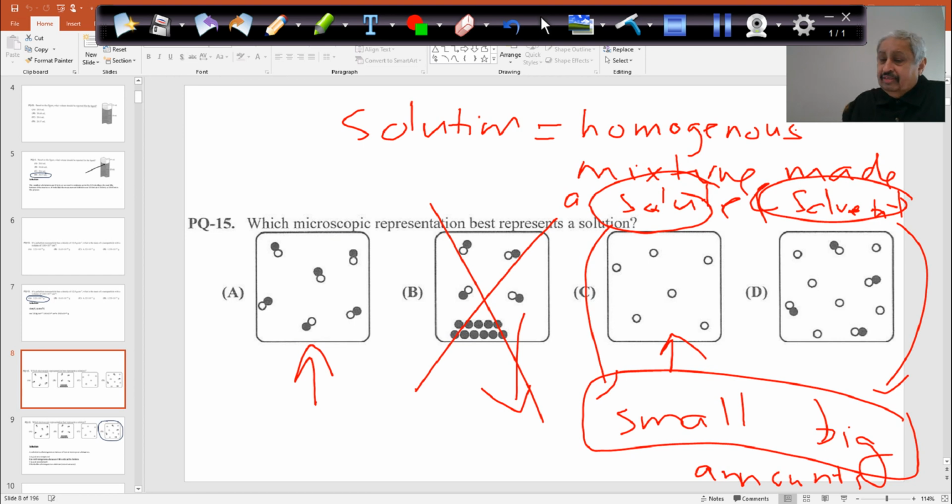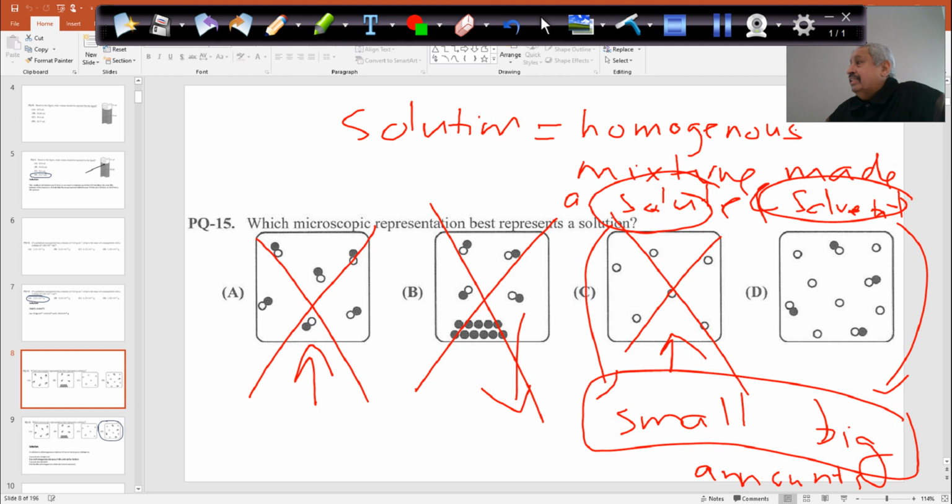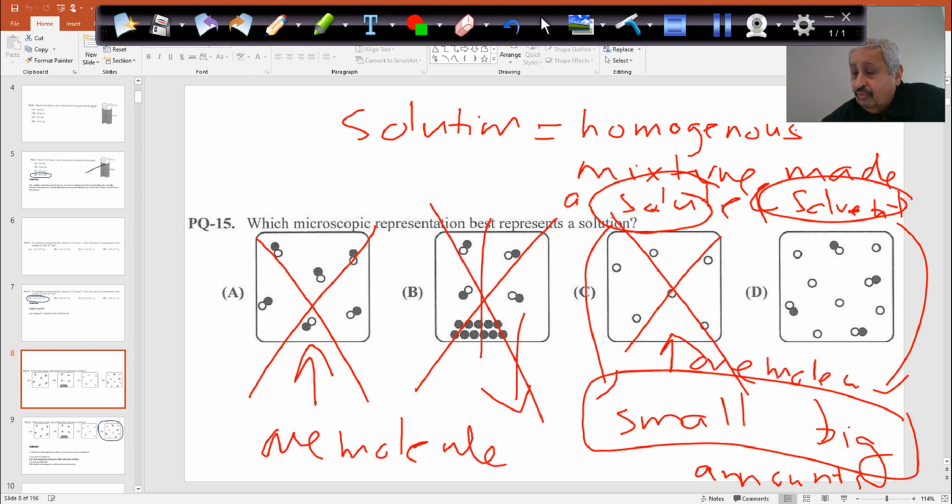So this one here is one component by itself, so it is eliminated. You can do this analytical thinking by elimination. This one here is the same thing. That's a molecule standing alone by itself. Are you following me here? So this one is supersaturated. This one is one molecule, just one type of molecule. We don't know if it's solvent or solute, it does not matter.